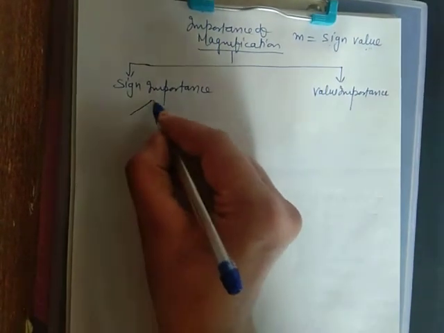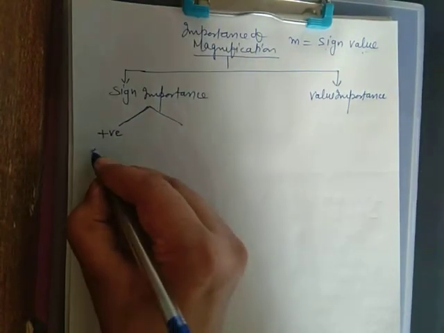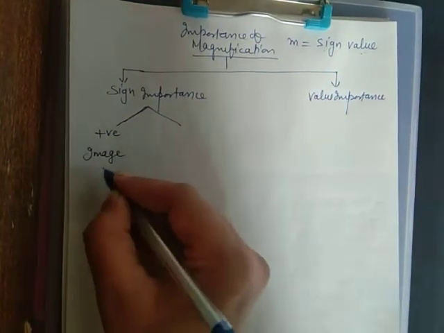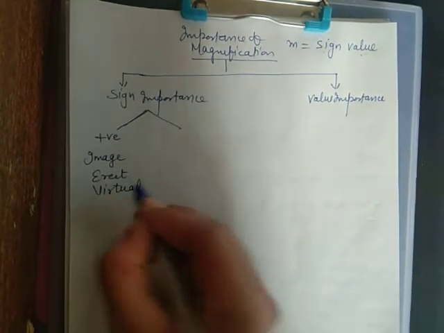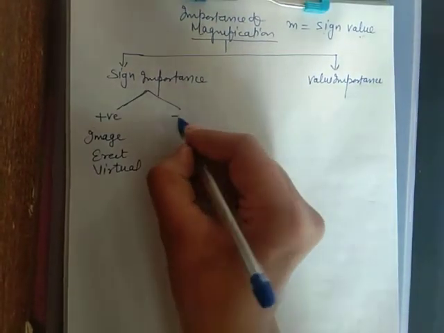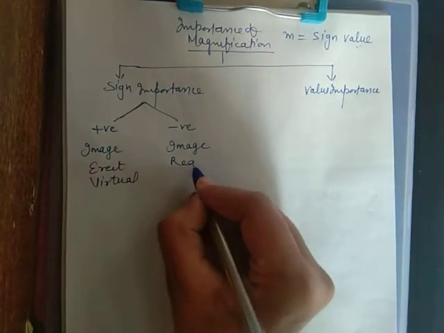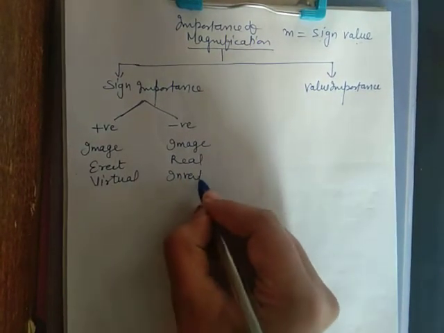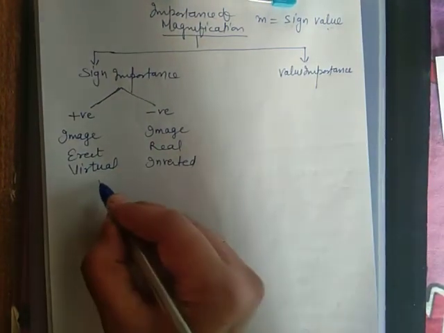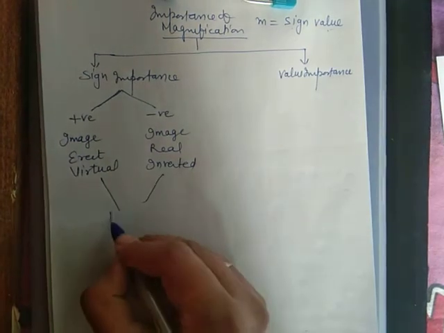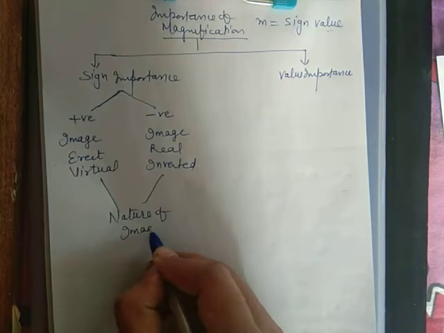If magnification is positive, then image is erect. Erect means what? It will be virtual. And when magnification is negative, then image will be real. Real means what? It will be inverted. So it gives us information about the nature of image. So sign provides us information regarding nature of image.